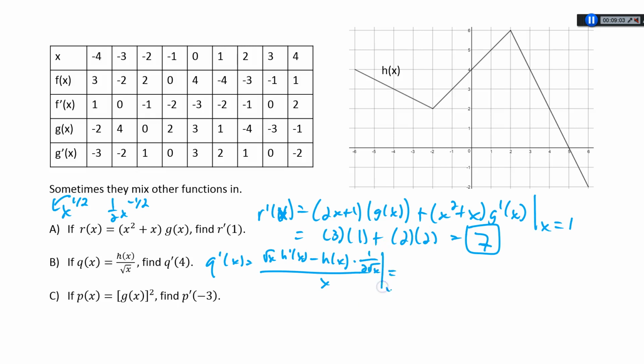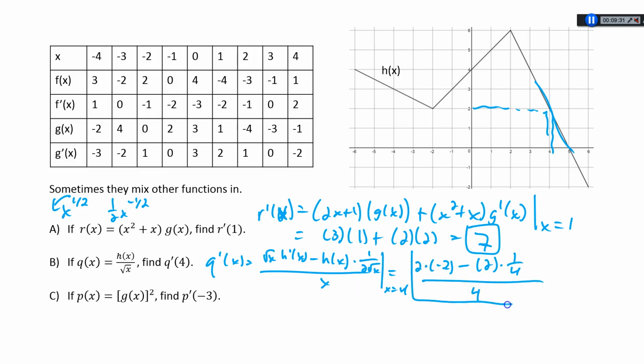So we're going to evaluate this at x equals 4. So root 4 is 2 times h prime of 4. That looks like it's -2. It's the slope of this line. So -2 minus h of 4, which is 2. Right? I just found that on the value right there. Looks like 2. Times 1 over 2 times root 4, which is 2. So that's 1/4. So times 1/4. All divided by x, which is 4.